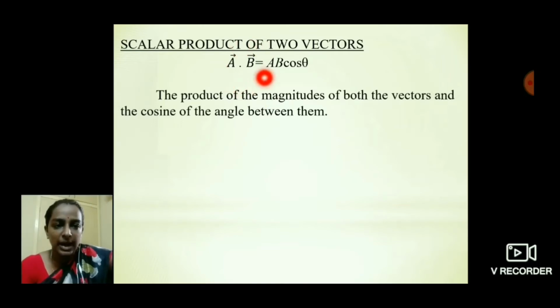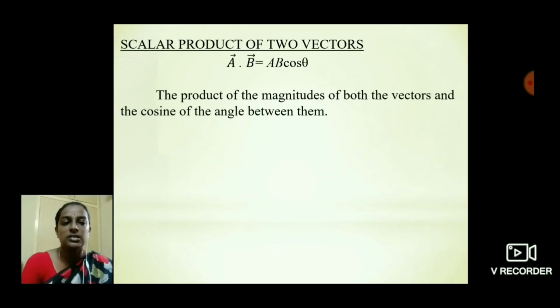We take only the magnitude of A and B, that is A and B. The angle between A and B is given as cos theta. So the product of the magnitude of both the vectors and the cosine of the angle between them is the scalar product of two vectors.